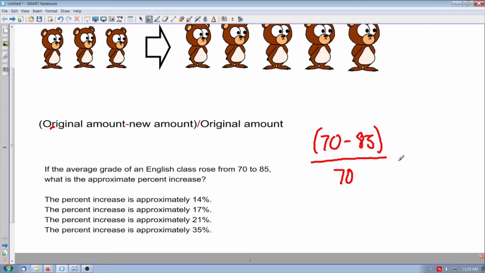So 70 minus 85 is negative 15. This is what I mean. You can disregard the negative over 70. And I'm going to go ahead and punch that in my calculator. I'm going to do negative 15 divided by 70. And I get negative 0.21.